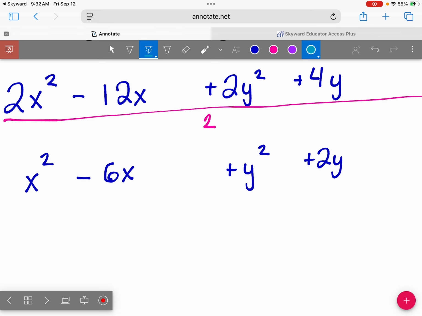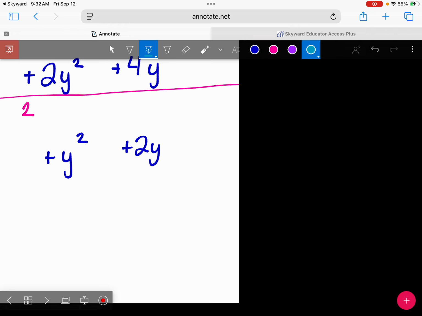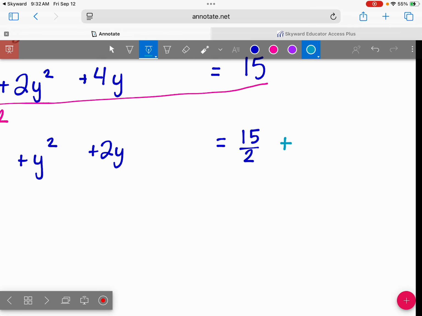All right, so then we look individually. What do I need to add to my x's bit? 9. Because that negative 6 divided by 2 gives us a negative 3. Negative 3 squared gives us a 9. So if we add 9 to this side and also add 9 to this side, my equation's still balanced.